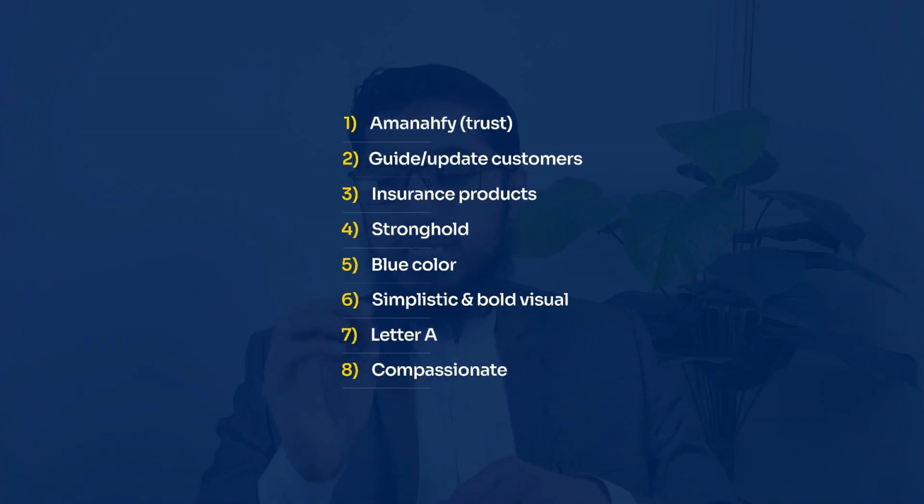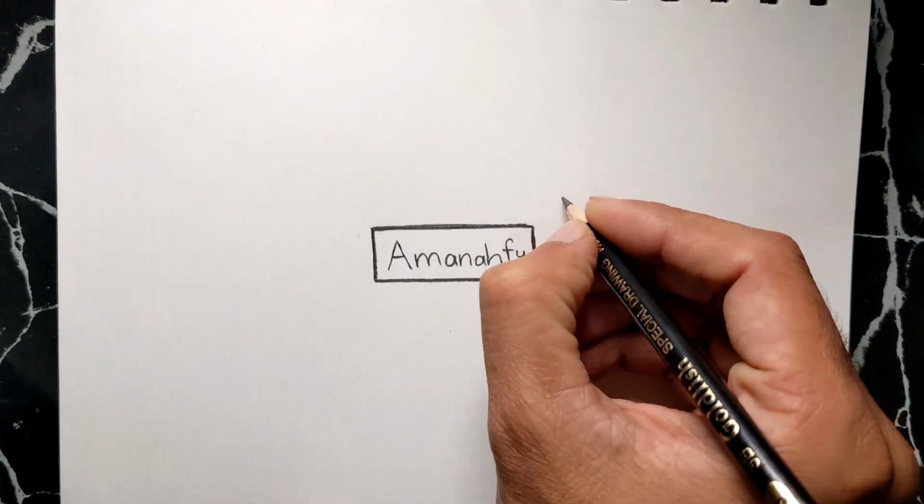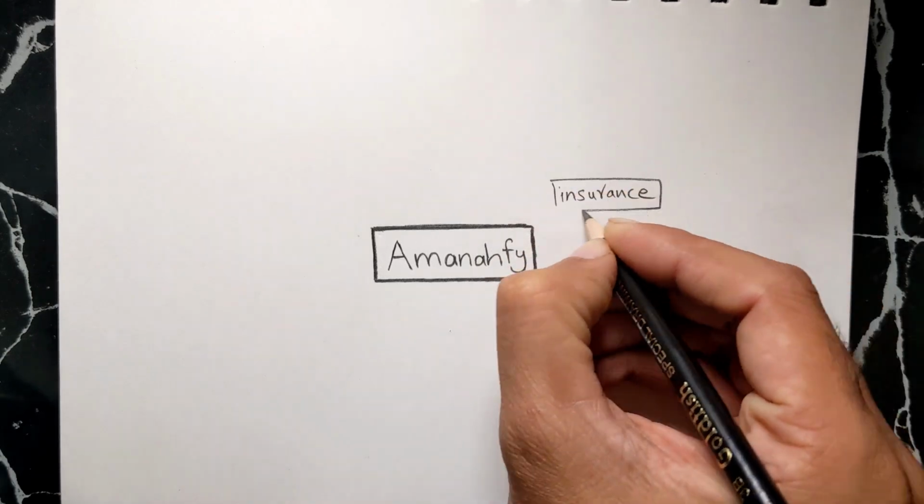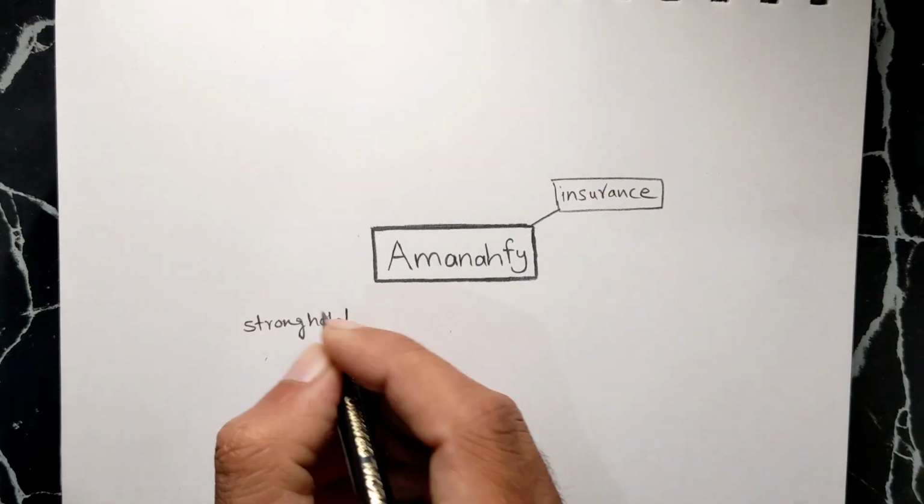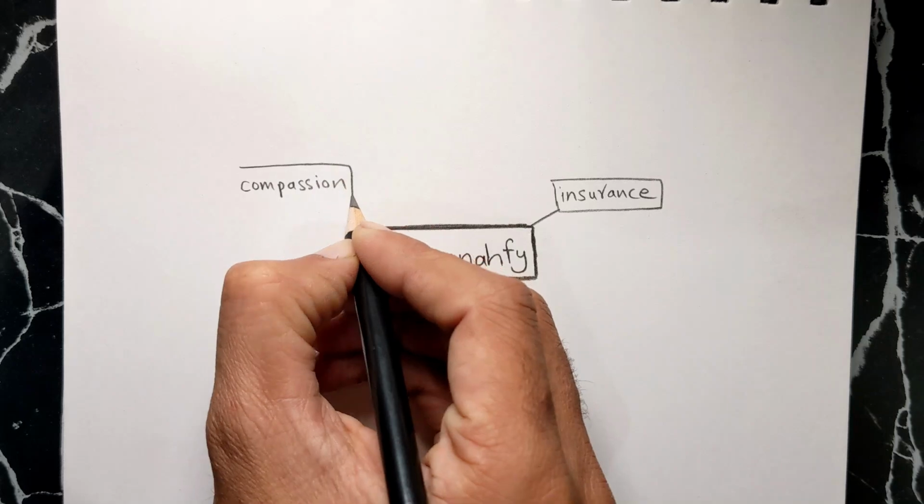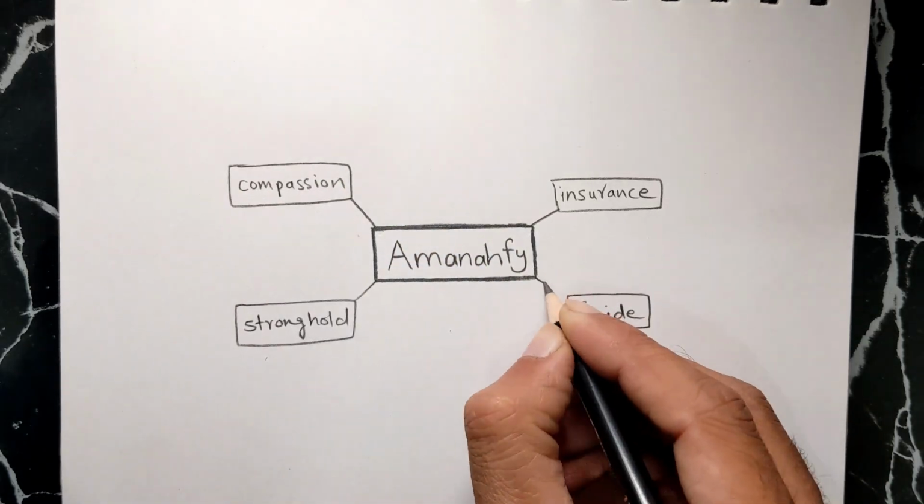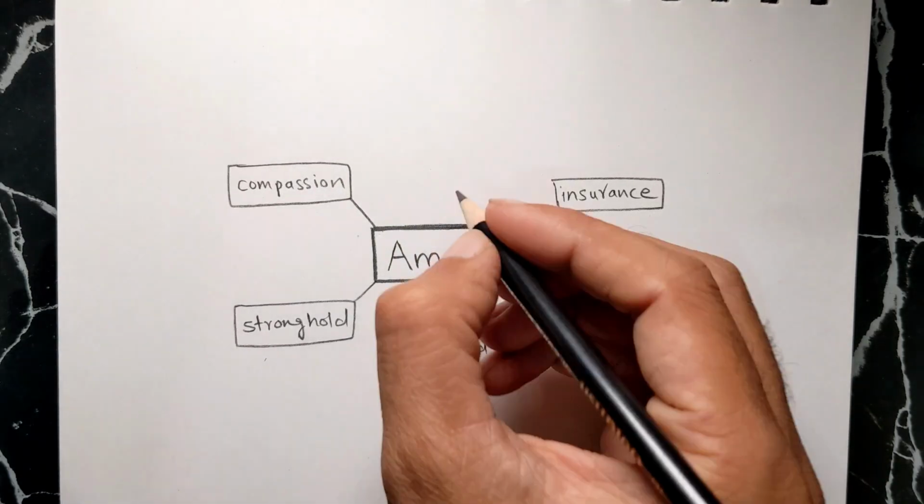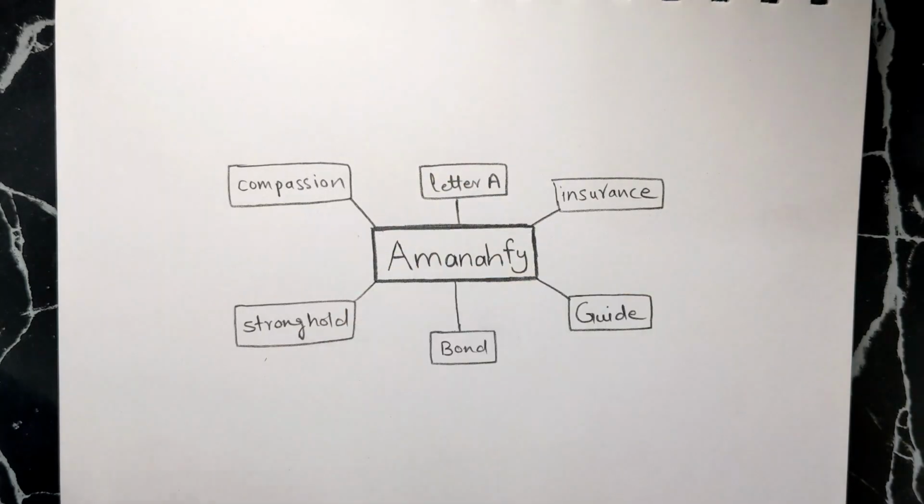And now it's time to continue with a practical example of our brand Amana 5. And these are the keywords that we extracted from the design brief. Now simply take a piece of paper and start writing the extracted keywords like insurance, stronghold, compassion, guide, bond, and especially the initial letter A. And now the question is: how to further explore these keywords?